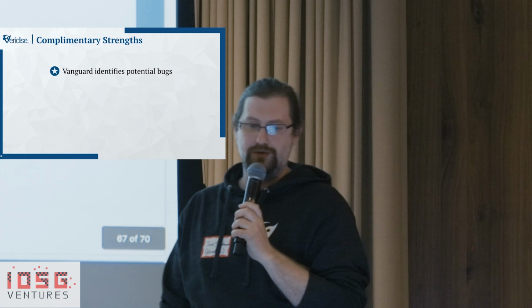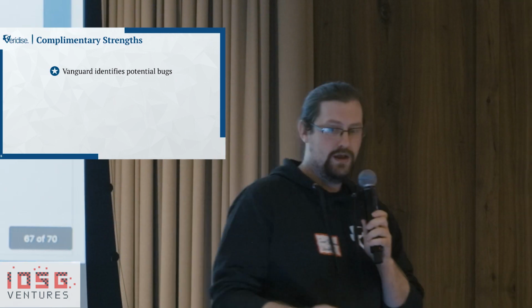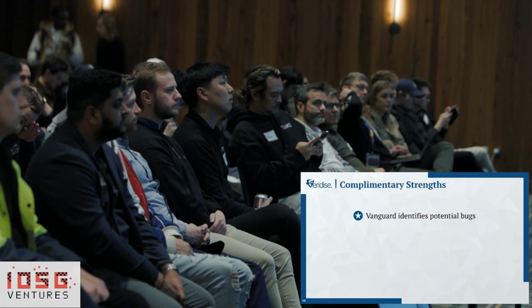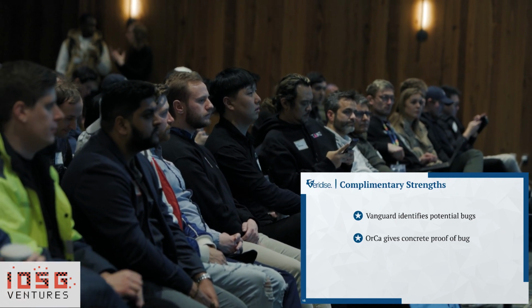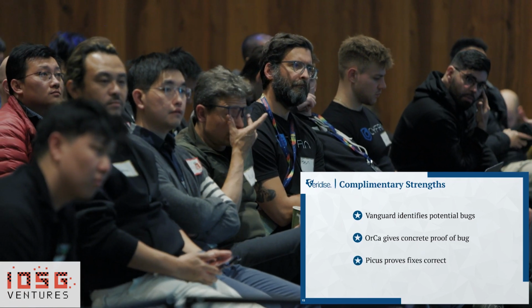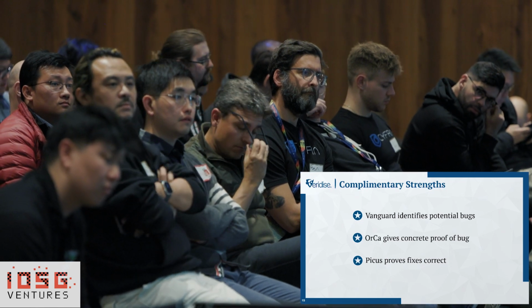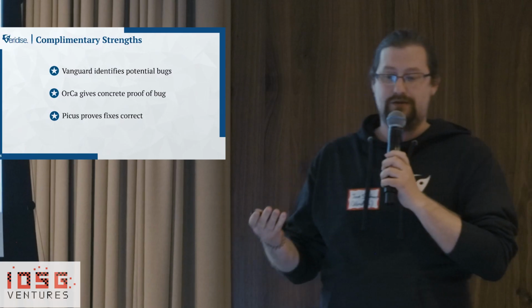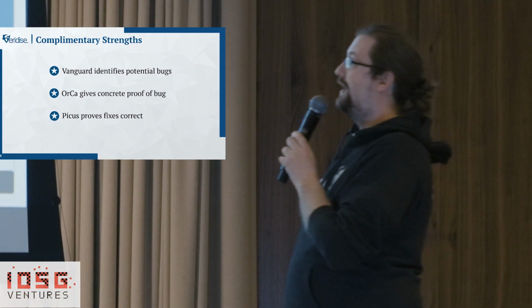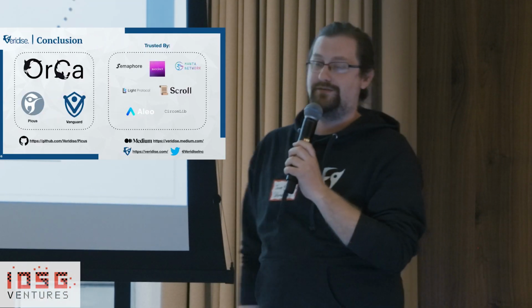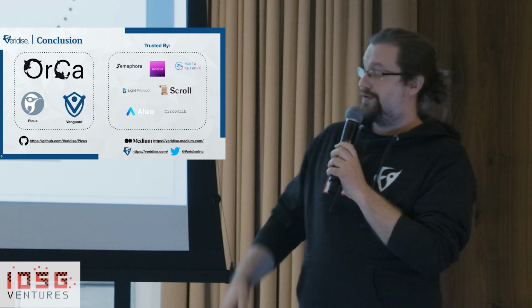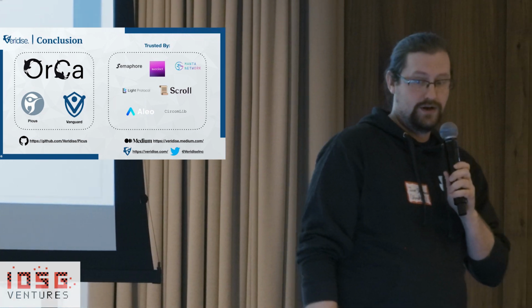Each of these tools has complementary strengths. Vanguard identifies potential bugs. Orca can give you concrete evidence that those bugs actually exist. And finally, Picus can prove that your implementation is correct. So, in conclusion, I talked to you about three tools that we're developing to find bugs in ZK circuits.